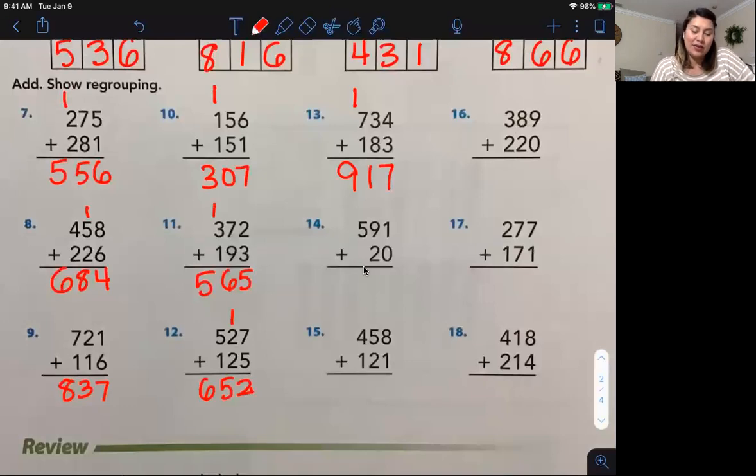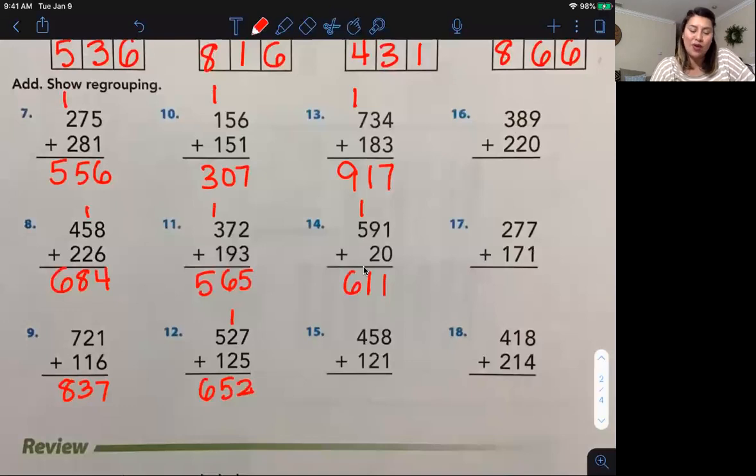All right. 1 plus 0 is 1. 9 plus 2, 11. Take it to the top. 5 plus 1, 6. All right. I hope I'm not going too fast. Remember, you can always pause it if I'm going way too fast for you, okay? All right. Let's keep going.